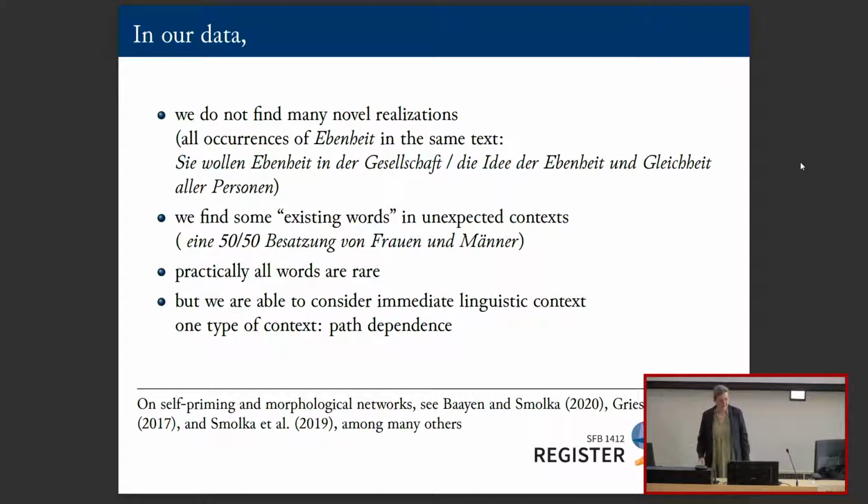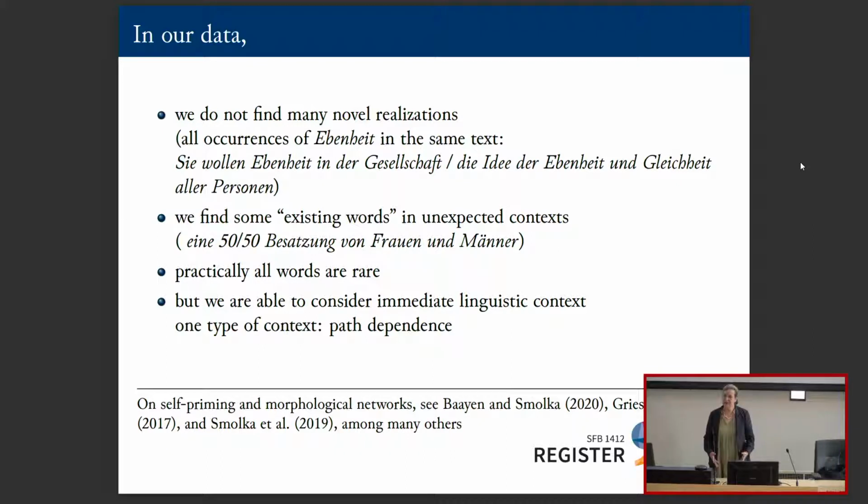And also, what we find, and what's really interesting, is that we find words that are existing. For example, the word Besatzung, which means occupation, like the occupation of a country by a foreign army, Besatzung. What is meant here is Besetzung. It's a different word, slightly different. One vowel is different. It means something completely different. It says a 50-50 distribution. Besetzung would be distribution here by men and women.